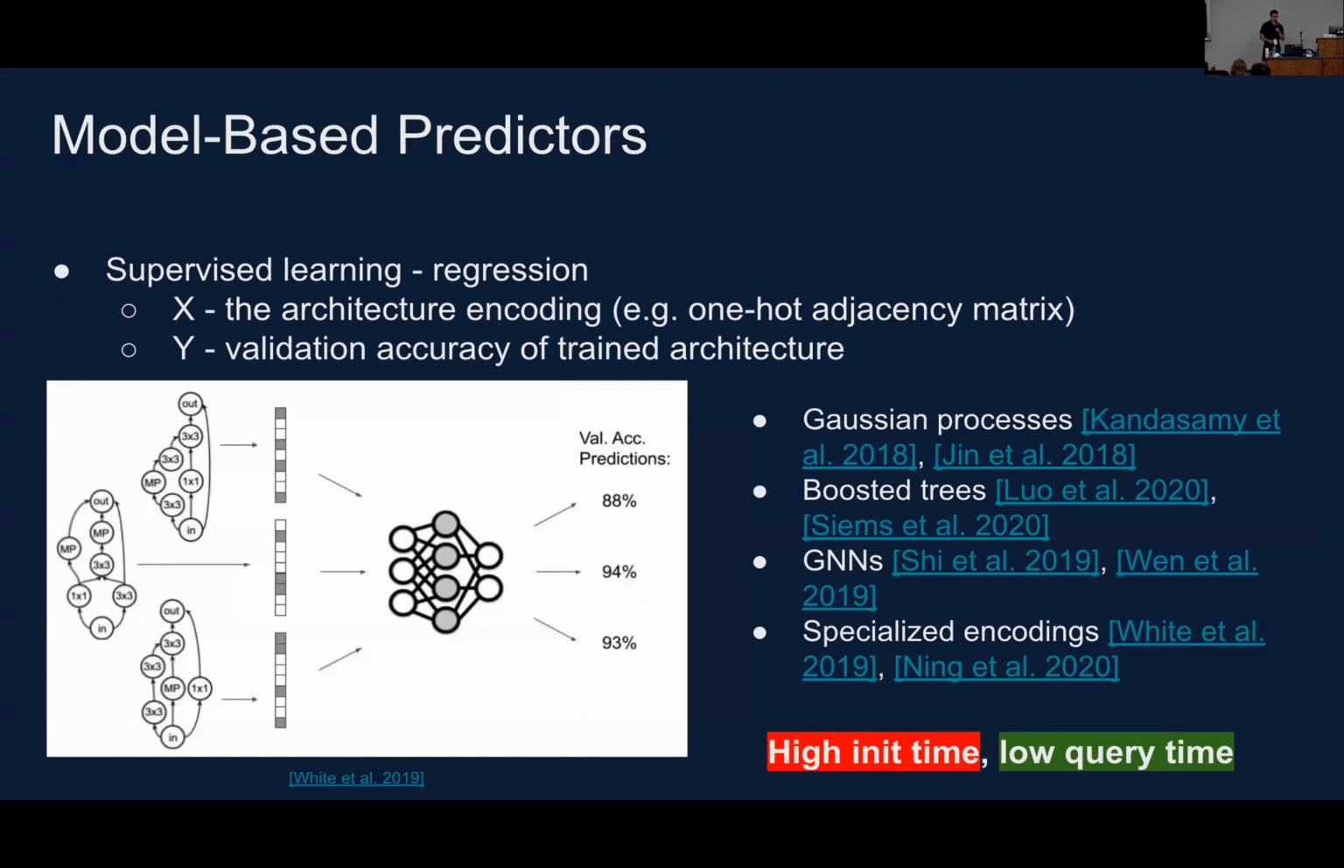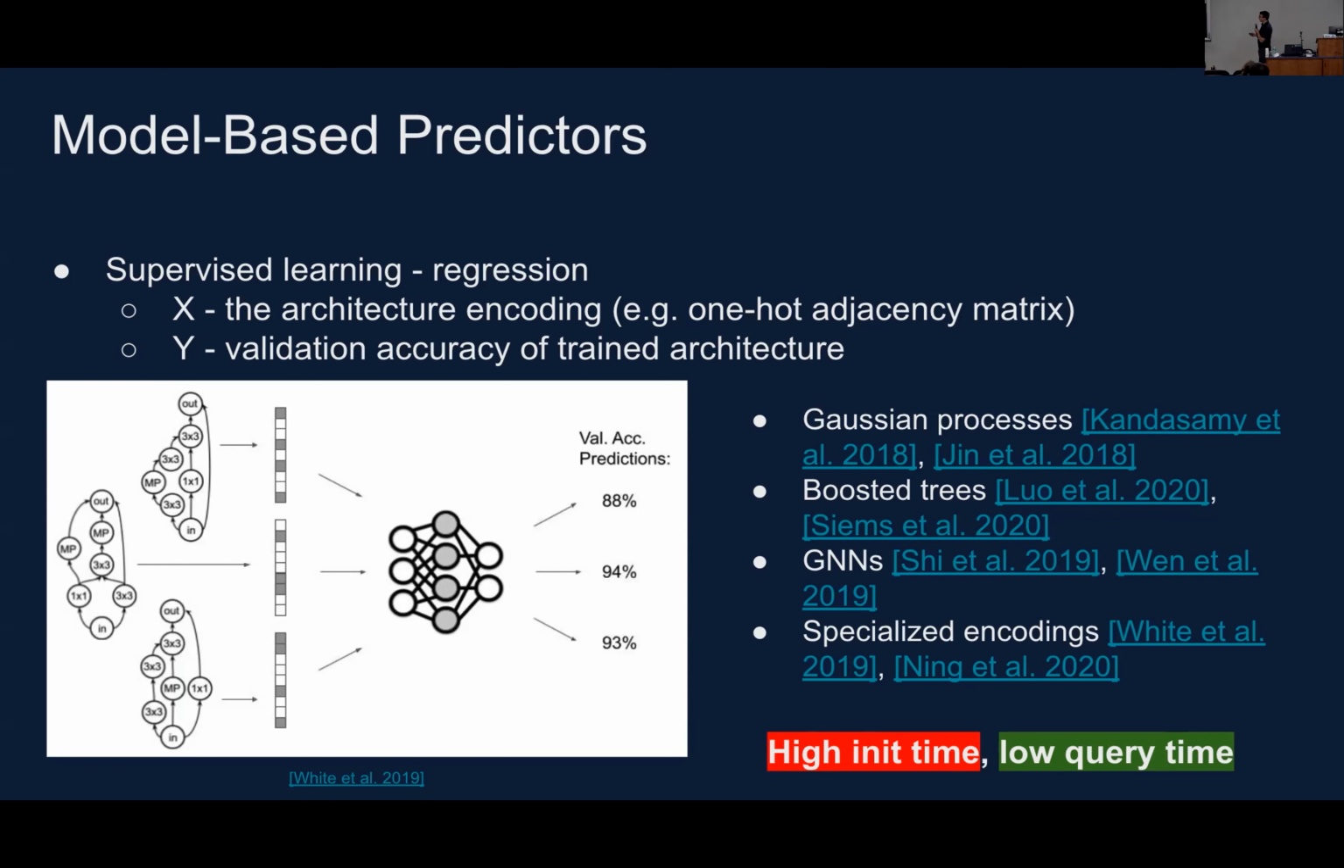Okay, so there are a few different families of performance predictors. The first one, which I sort of talked about with Bayesian optimization, is model-based predictors. So this is any sort of model where we train it on training data that consists of fully trained architectures to take as input the architecture and then output a prediction of the architecture's accuracy.